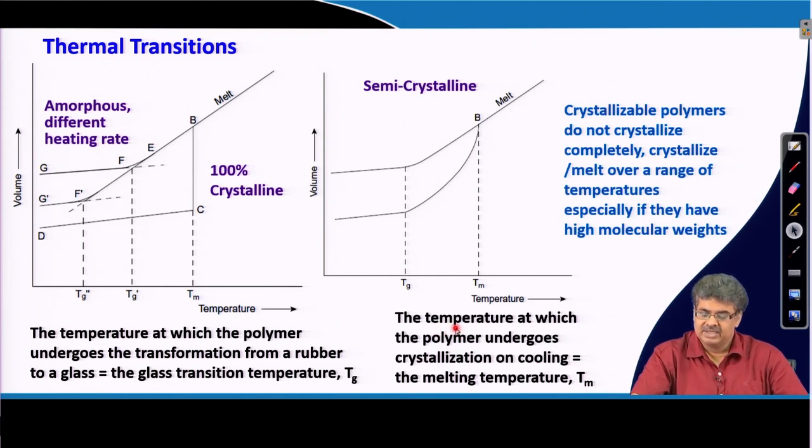Remember, here we are talking about the temperature at which the polymer undergoes crystallization on cooling, because on heating sometimes there could be crystallization, heating-induced crystallization, and that will also induce crystallinity, but that is not a melting temperature. That is called Tc, or crystallization temperature, which is not a true transition per se. Basically, when we heat an amorphous sample, sometimes if the polymer structures are conducive, they can form crystal domains at a particular temperature, which we call Tc, or crystallization temperature.